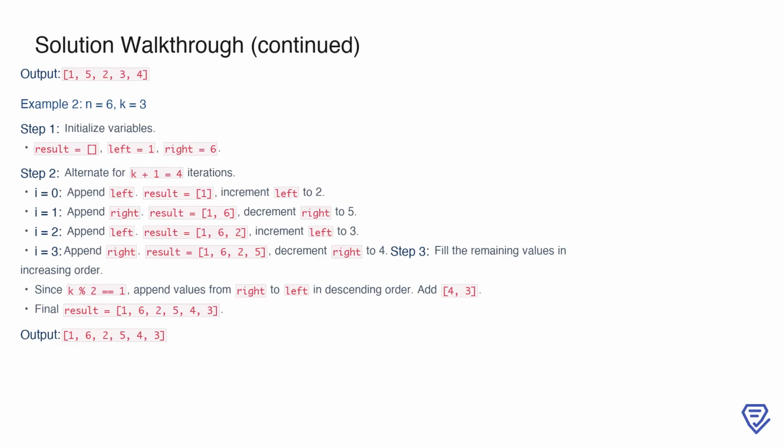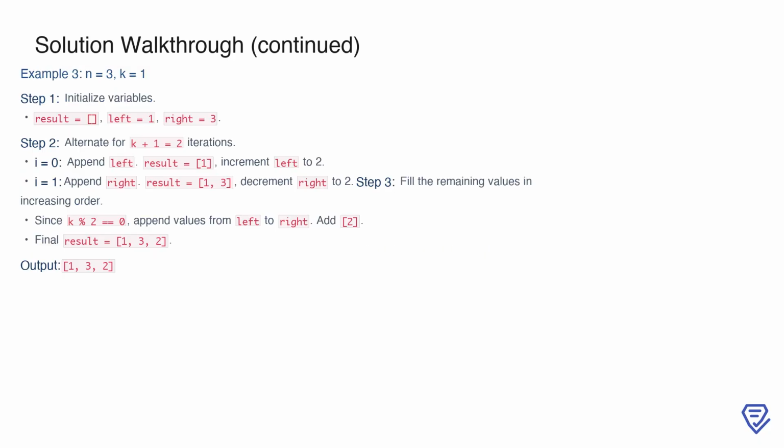pointers adjust appropriately. After completing these iterations, we fill the remaining positions. Since k is odd, we append values in descending order, resulting in 4, 3. Combining these, the final array becomes 1, 6, 2, 5, 4, 3, which satisfies the conditions of the problem.